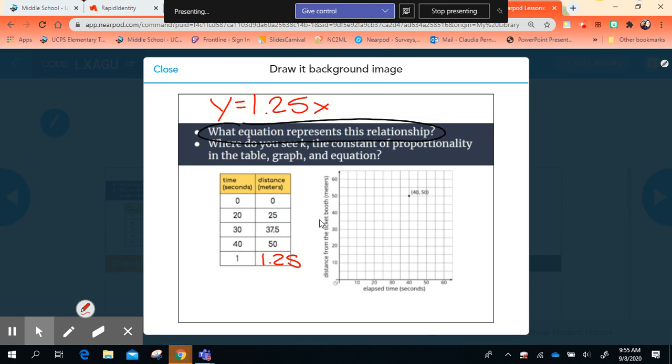Now, if I was going to look on my graph, and I'm going to graph 1 and 1.25. So where do you see the unit rate? Remember, it's 1 to 1.25, so it's something up here, more or less, as best as we can get. Doesn't have to be perfect.